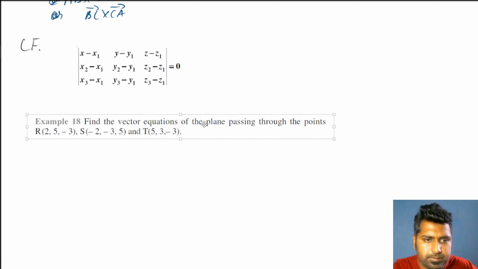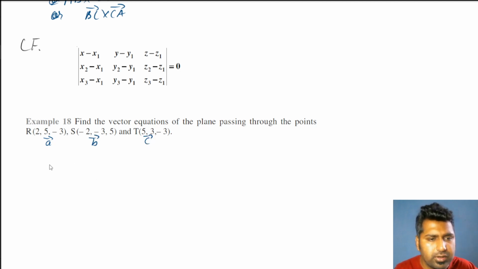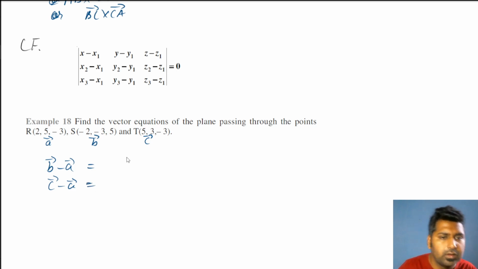Okay, the question. You have 3 points. Although names are given R, S, T, doesn't matter. Let's call this A, let's call this B, let's call this C. What do I need? First of all, in order to avoid any error, do B minus A first. Do C minus A first. So B minus A.